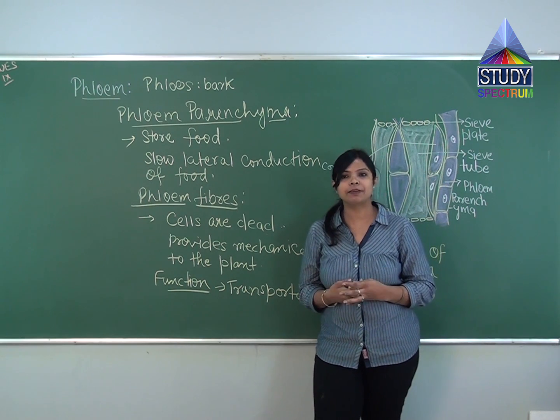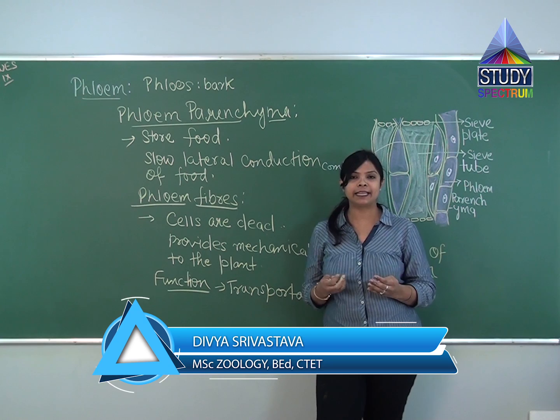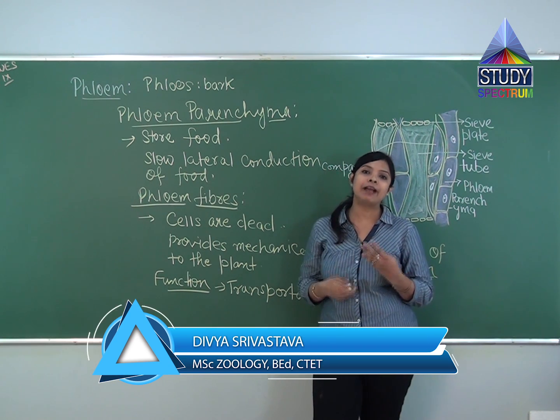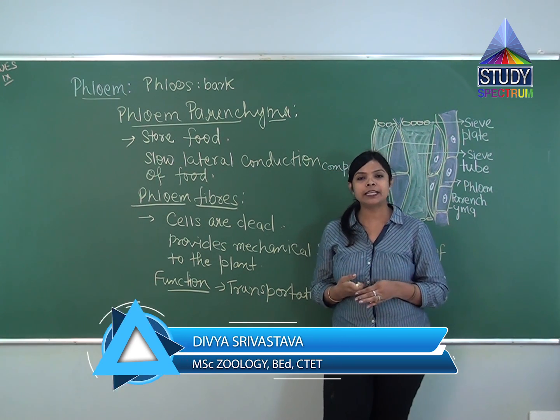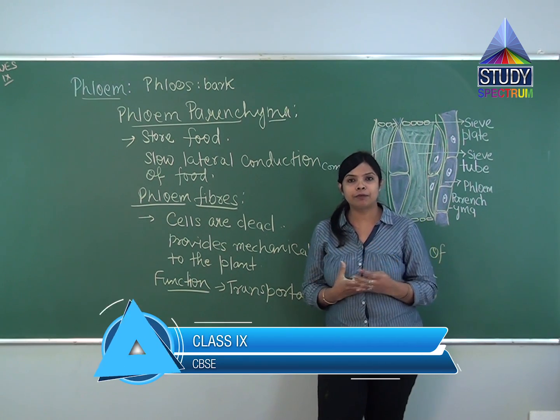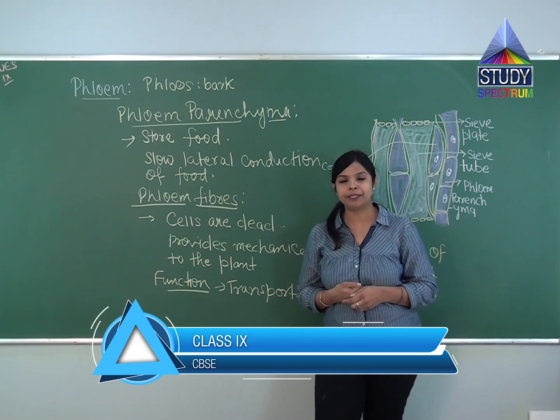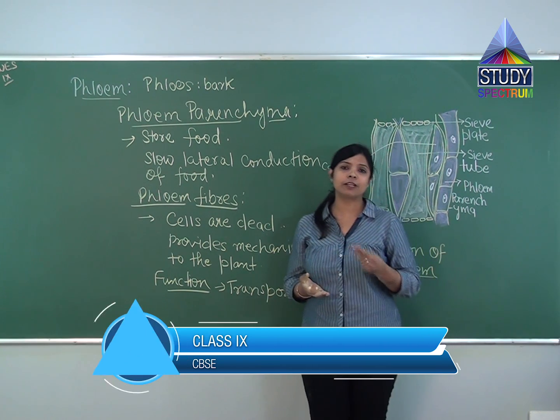So here we have discussed the complex permanent tissues, which are called conducting tissues or vascular bundles. So what are these vascular bundles? These vascular bundles are made up of two types of tissues, xylem tissue and phloem tissue. And what is its role?